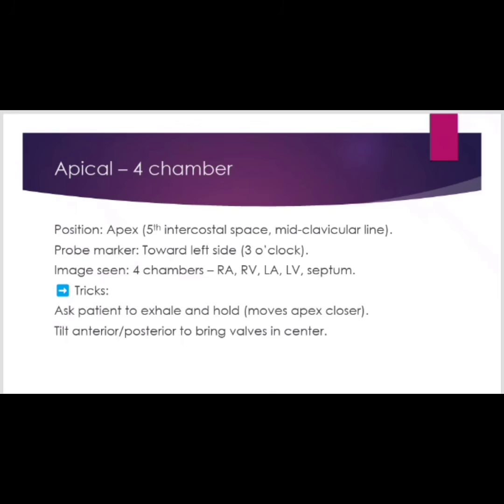Next one is the apical 4-chamber view. Place the probe on the apex, 5th intercostal space at the mid-clavicular line, where you can feel the apical pulse, and the probe marker must be towards the left side, which is around 3 o'clock position. In that you can see 4 chambers: RA, RV, LA, LV, and the interventricular septum.